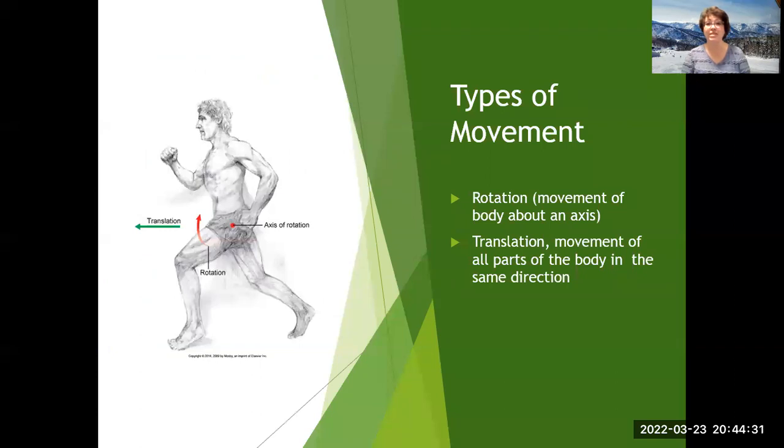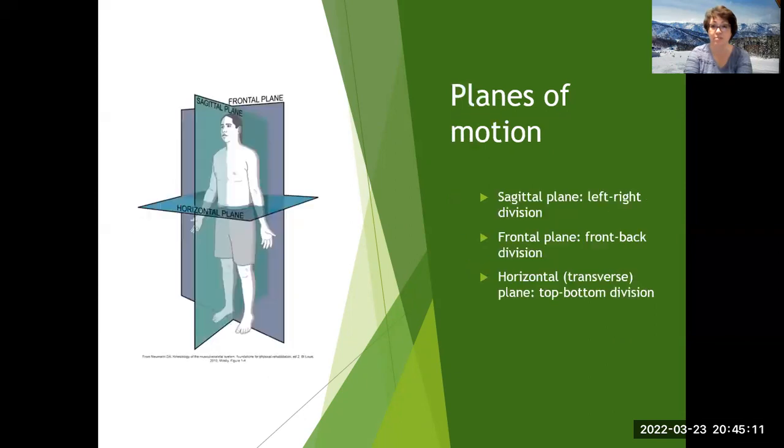So the types of movement, rotation and translation. Rotation is movement of body about an axis. Translation is all parts of the body moving in the same direction. So translation, of course, includes curvilinear, which is a curved path, and rectilinear, which is a straight path. So this guy in the picture is running. He's translating in a straight path. So he has translation going, rectilinear motion, but he also has rotation motion, the axis of rotation around the joints. That's propelling him in that translation. So we usually have two types of movement going on at once.